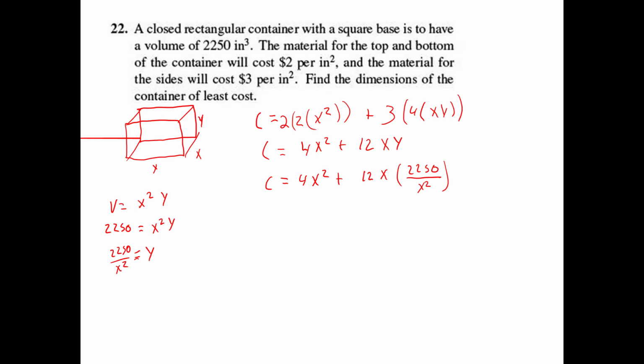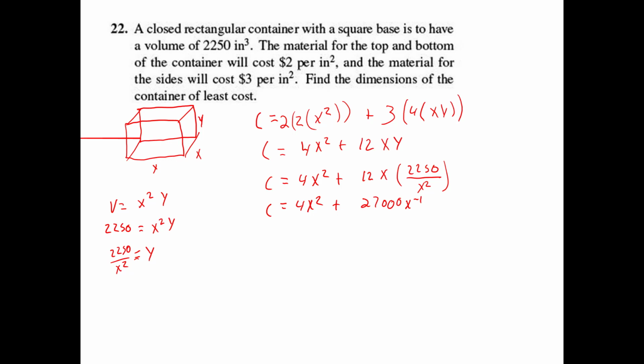The 12 times the 2250 is 27,000 divided by x. Or you can write it as, to make it easier to differentiate, the x over the x squared, you're going to get 1 over x. So you're going to get x to the negative 1.